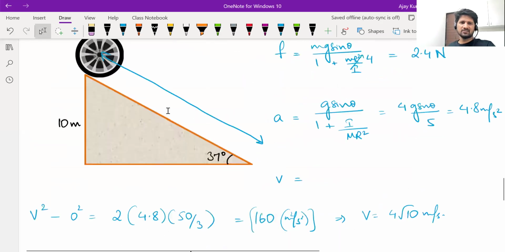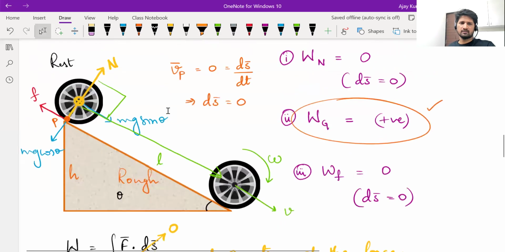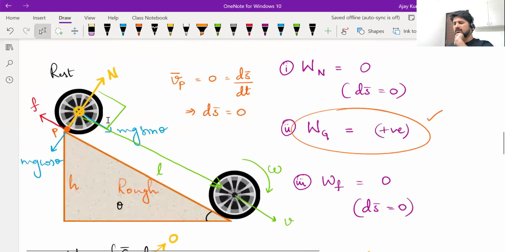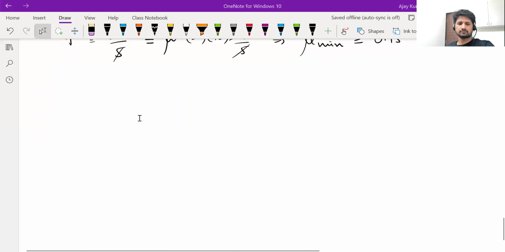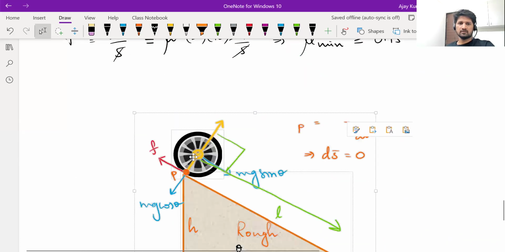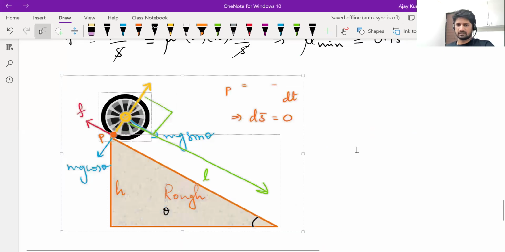Now, if friction is insufficient to prevent slipping, first of all, one of you tell me, what kind of rolling does it do? Rolling with forward slip or rolling with backward slip? If friction is not sufficient. With forward slipping. Rolling with forward slipping, correct.